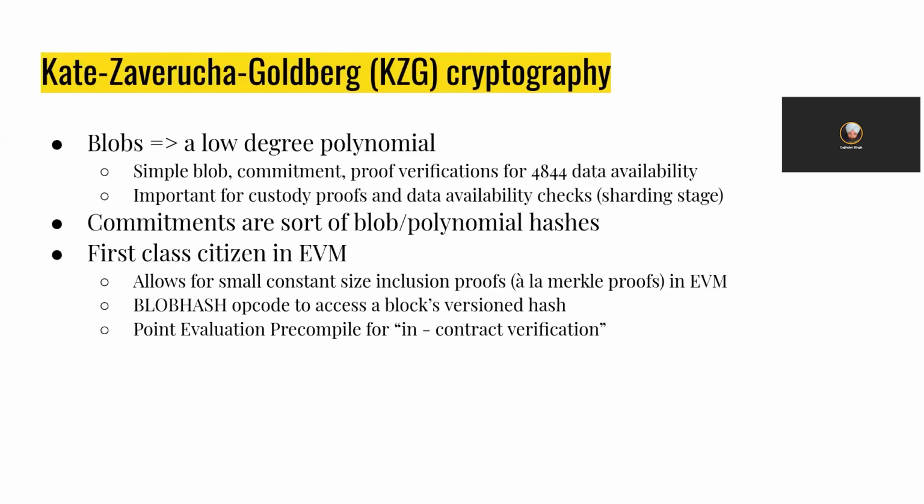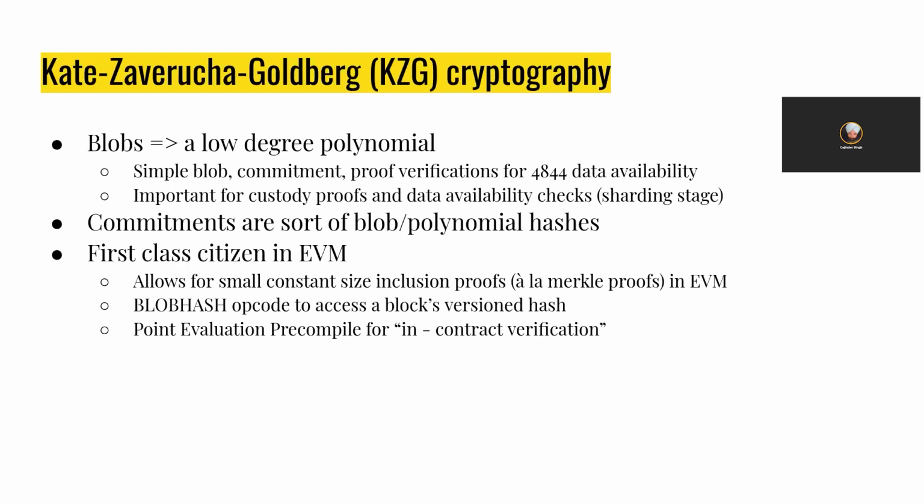All this is based upon KZG cryptography, and what it really means is that blobs can be mapped to a low degree polynomial. So, which basically simplifies proof verifications for 4844 data availability. And right now in 4844 in Deneb, these verifications are quite simple, but when we go to the sharding stage, there will be custody proofs and sophisticated data availability checks, because the validators will be divided into different shards, and different shards will be responsible for making sure of the availability of the data that is allocated to that particular shard.